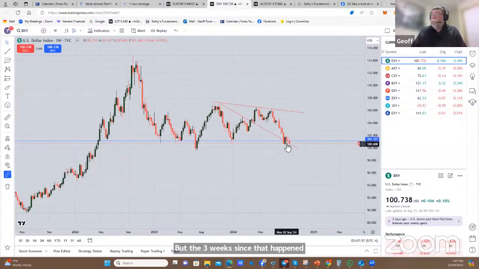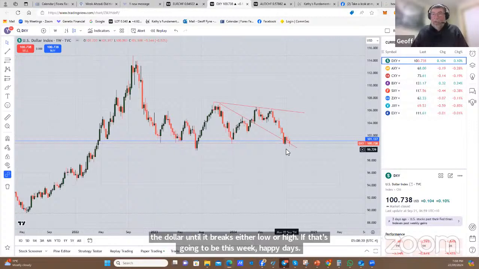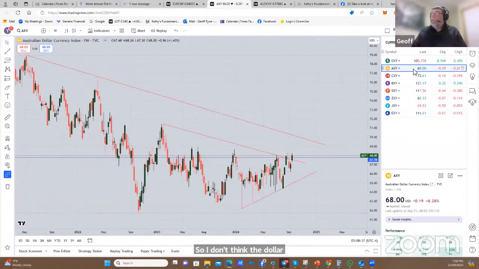Tried to break down, but failed. Tried to go higher, but failed, and tried to do both, and failed both times. So the only thing I can conclude from this chart is that we're probably going to see a little bit more consolidation on the dollar until it breaks either low or high. If that's going to be this week, happy days. I would suggest that the dollar news this week is far less important than it was last week, and for that reason, I don't see this moving too much. If it was going to move, surely that would have happened last week, in my humble opinion. So I don't think the dollar is going to move too far, but that gives me something to think about.